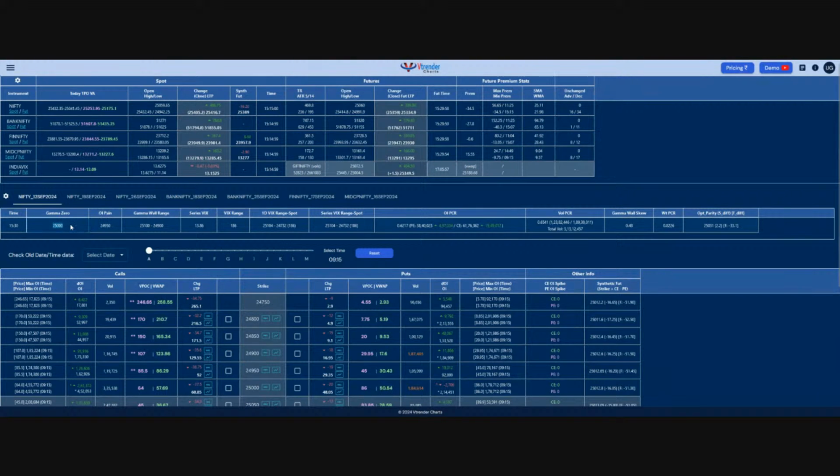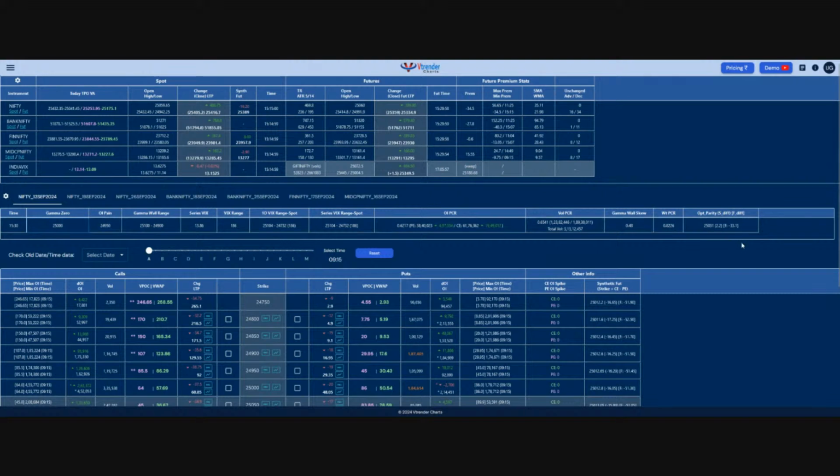The gamma zero is where the highest inventory of the current weekly settlement is placed. We also have the range, spectrum range. This is the gamma wall range, which was 24,500 to 24,900 at the open today. So we have the series VIX, we have the VIX range, expected range as per the VIX, and we have the PCR, which was 0.6 at the open today.